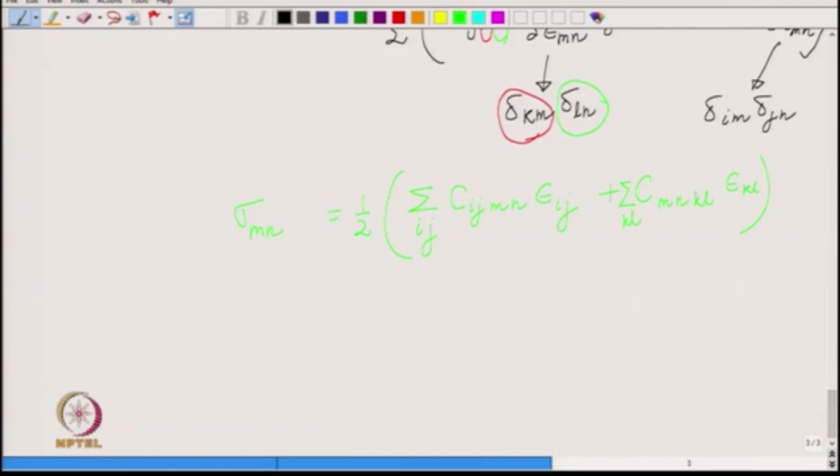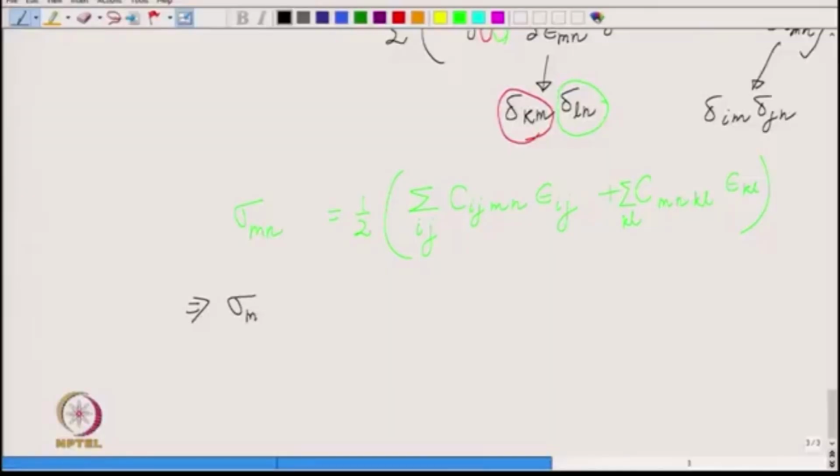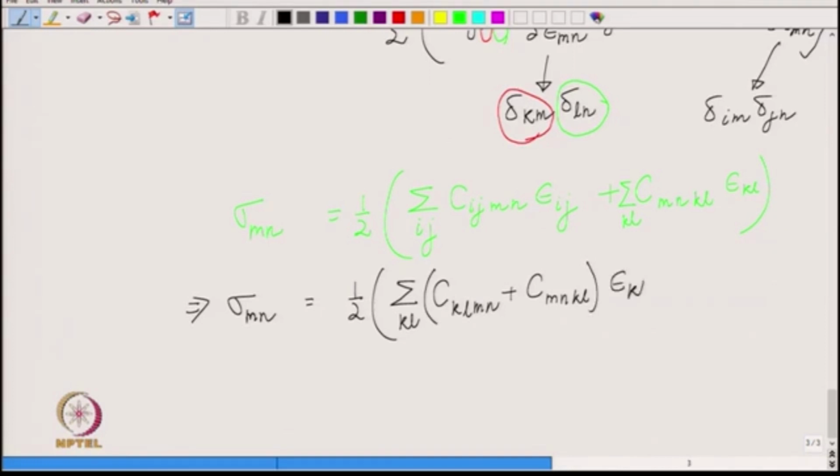Okay. So, what can we do further? You see in the first term we have summation over ij. Can we not write i as k and j as l, because it is just a summation variable. So, you can replace them with whatever you want, right. So, this means sigma mn becomes half of summation over kl C kl mn plus C mn kl multiplied by epsilon kl.